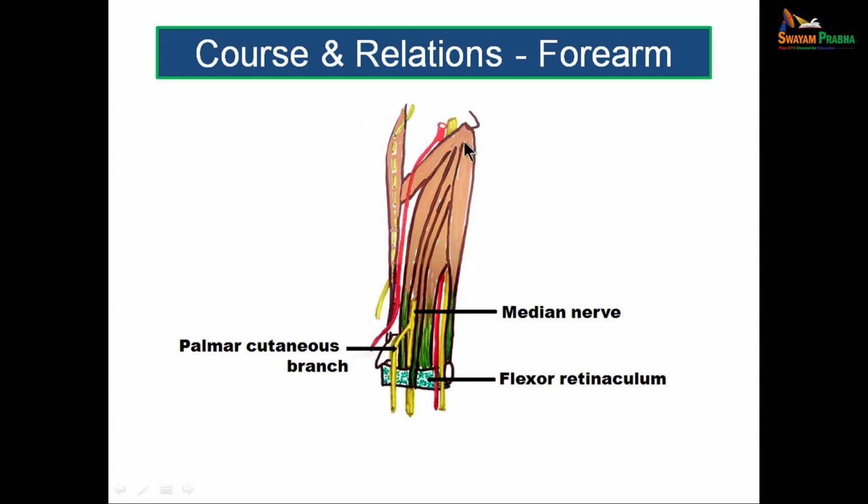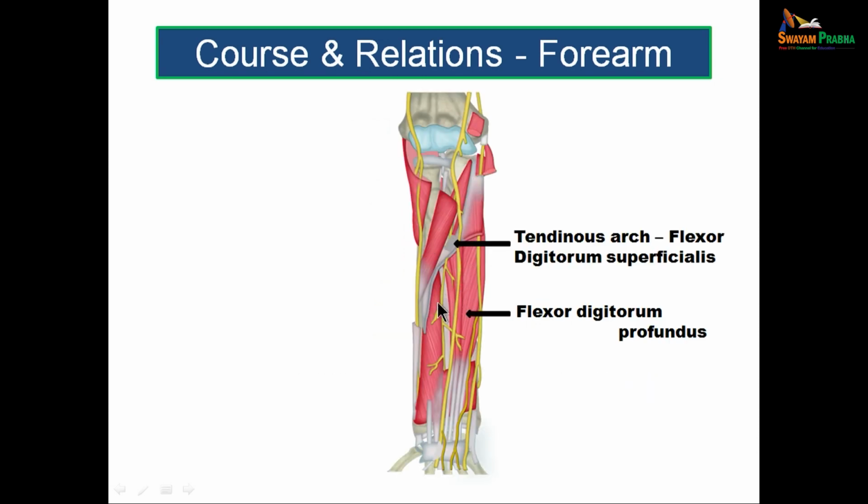So, these 5 muscles belong to the superficial group of muscles in the flexor compartment, and you find the median nerve passing deep to this flexor muscle group, that is the superficial group. It lies superficial to the deep group of muscles, which we will see in the next slide. So, the median nerve is deep to the superficial flexors, whereas it lies superficial to the deep flexors which are seen here.